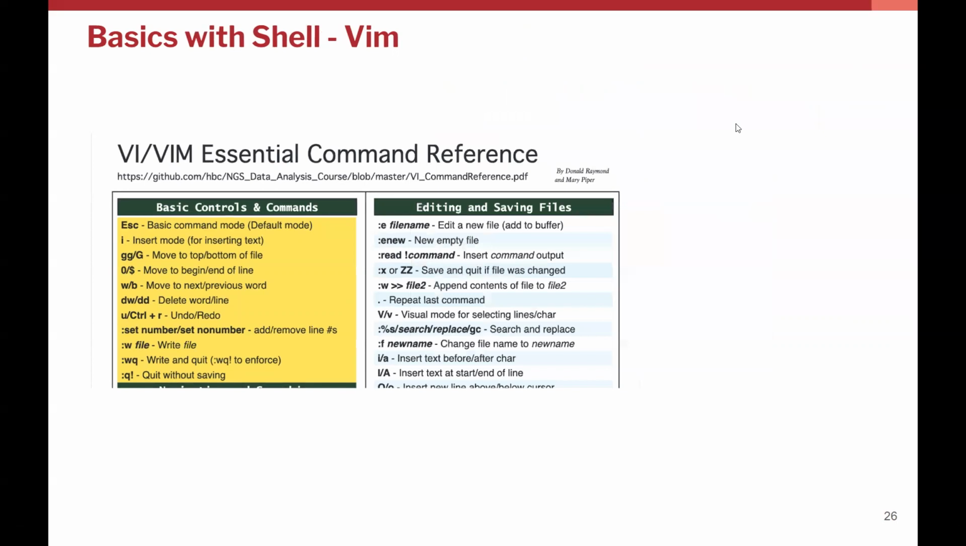So basically gg moves you to the top, or uppercase G to the bottom of the file. Remember all these should be in default mode, okay? And also how do you save the file? You basically press ESC, go back to the basic command mode, and press :wq. And remember to include the colon first.